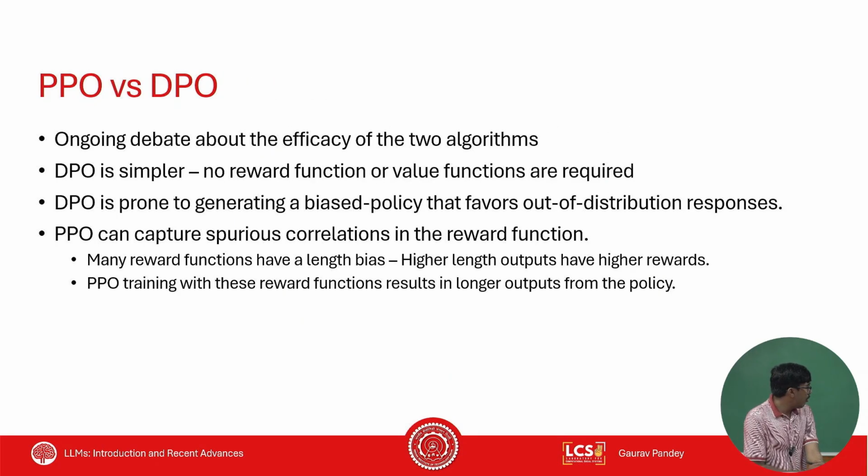What people have observed with PPO is that many of the reward functions that we use for training PPO have a length bias. They prefer outputs of longer length than shorter length. And when you do PPO training with such reward functions, you will automatically get very long outputs from the policy.